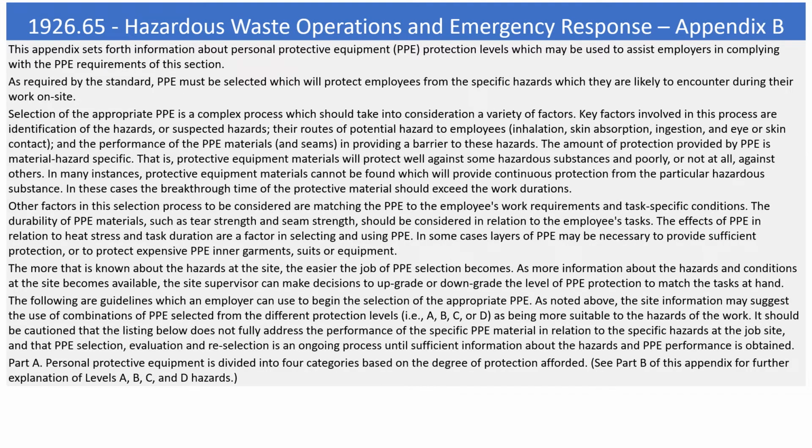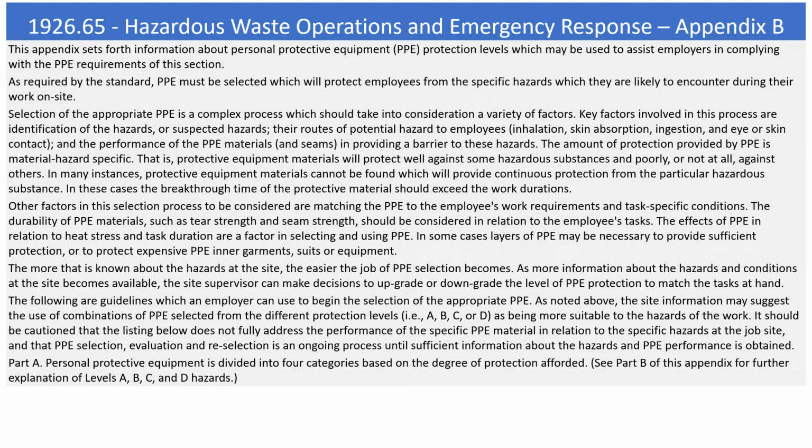1926.65 Hazardous Waste Operations and Emergency Response, Appendix B. This appendix sets forth information about personal protective equipment, PPE, protection levels which may be used to assist employers in complying with the PPE requirements of this section. As required by the standard, PPE must be selected which will protect employees from the specific hazards which they are likely to encounter during their work on site.